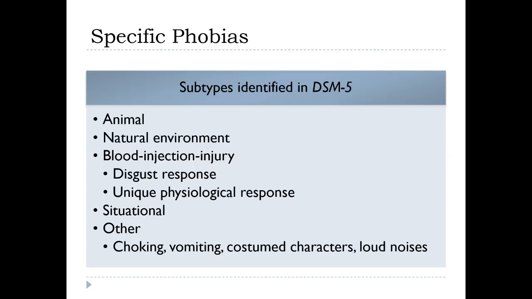Situational subtype of specific phobias, this would be things like public transportation, going through tunnels, driving over bridges, being in elevators for some people, flying is a big one for some folks, driving, enclosed spaces, what some people would call claustrophobia. Some people feel like they're going to get suffocated if they're in a small place, for example. Those would all be situational phobias. And then you have the other category to kind of capture things that don't fit under those other subtypes. So this might be things like a fear of choking, fear of vomiting, costume characters, clowns, loud noises, those types of things.